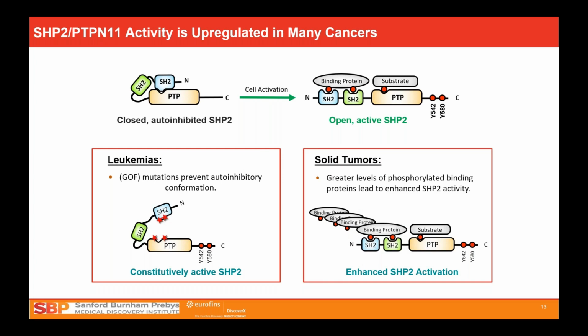In certain leukemias, you can have mutants that disrupt this closed auto-inhibited form and leave SHP2 in a constitutively active form. The phosphatase in this form is then a driver mutation in some cancers. But there's another mechanism that's also important in cancer. If you have anomalous upregulation of the binding proteins, this will also leave SHP2 in an activated state, and this means it will be catalytically active and again help drive cancer.